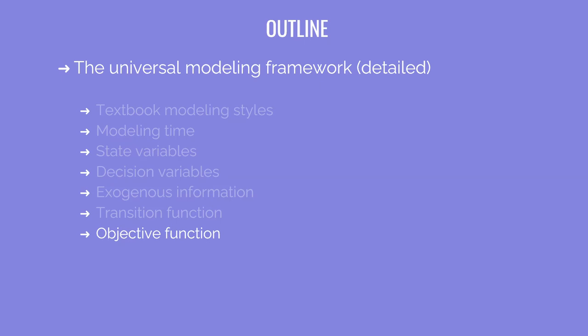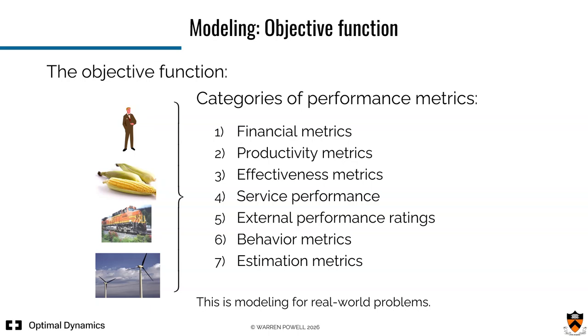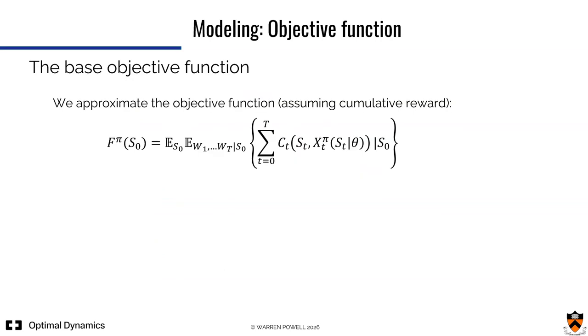Okay, finally, the objective function. All right, this is a biggie. First of all, objective functions come in all kinds of flavors. There's a whole range of performance metrics, and I'm not going to say these 7 categories are even complete. If you go to a company, they'll give you 50 financial metrics. Manufacturing companies will have endless ranges of productivity metrics and so on and so forth. This is what modeling is for real-world problems. Now, let's break down how to write it out mathematically.